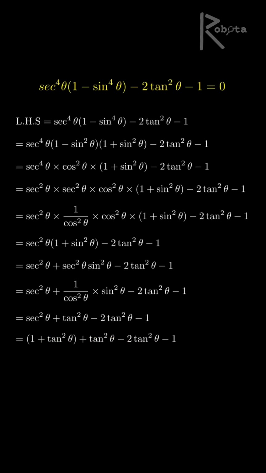Now simplify the expression. 1 plus tan²θ plus tan²θ gives us 1 plus 2 tan²θ. Then we subtract 2 tan²θ and 1. That simplifies to 0, which is equal to the right-hand side of the expression. Hence, the given identity is proved.